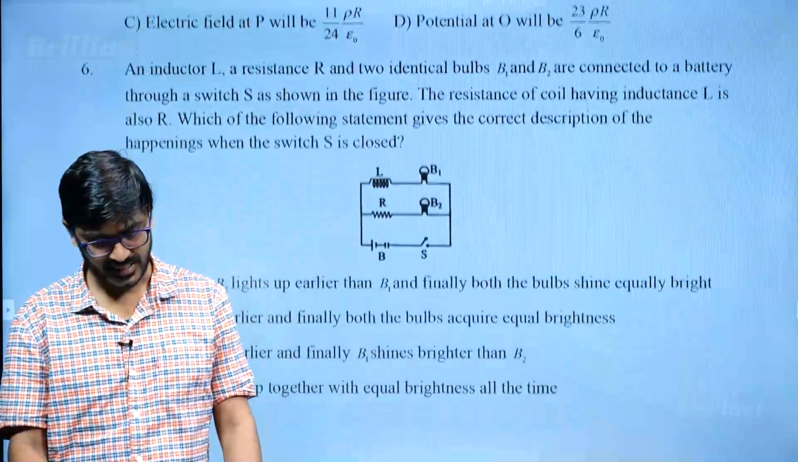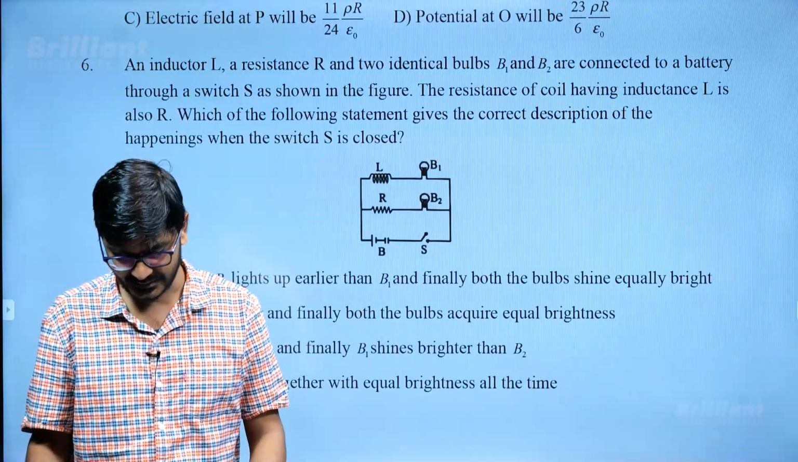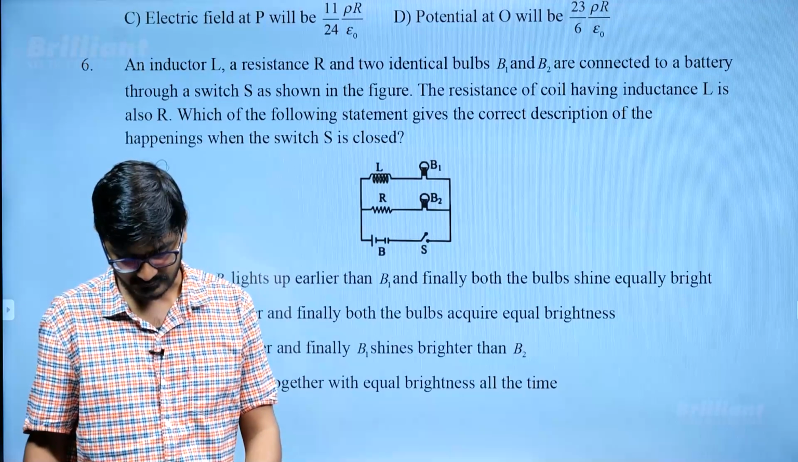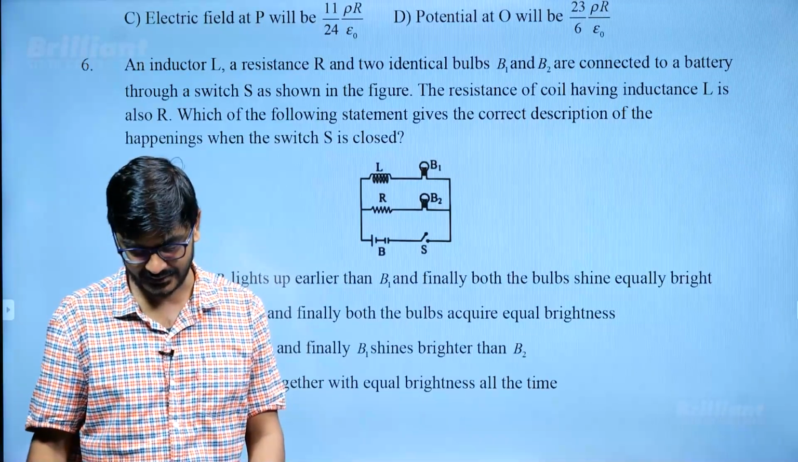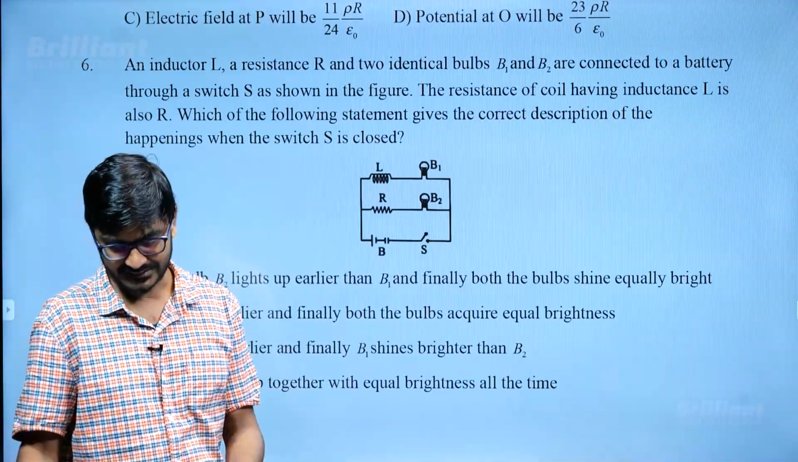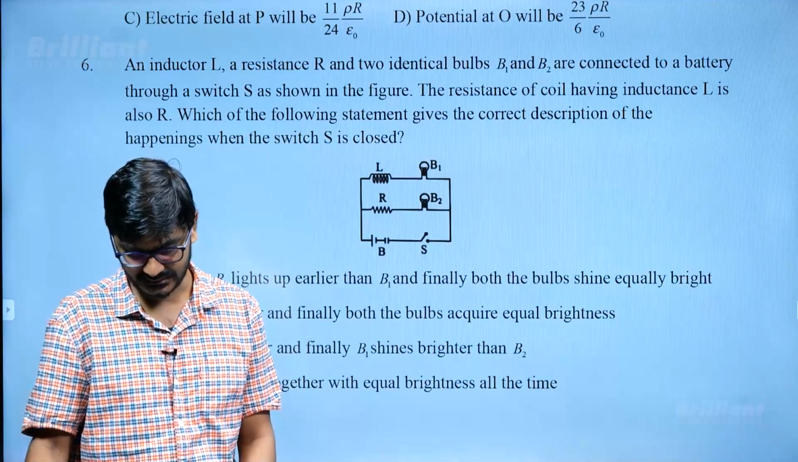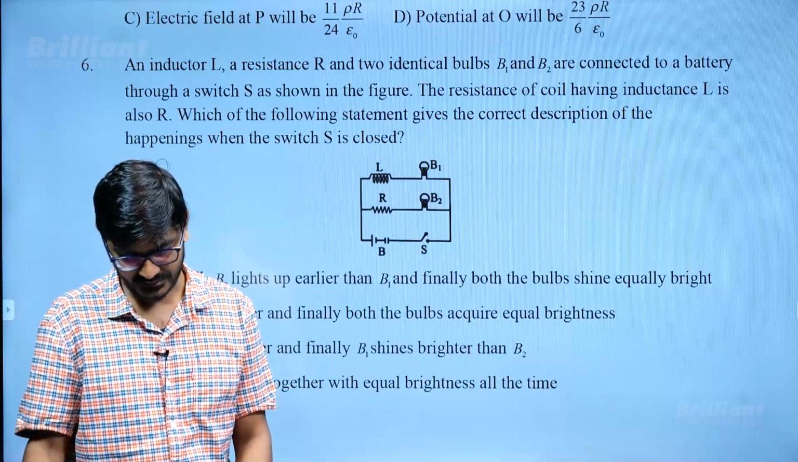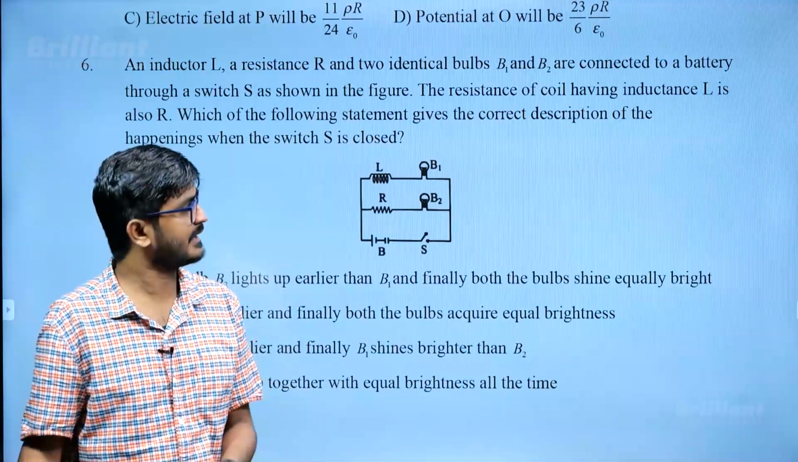Now the next question: an inductor and a resistance and 2 identical bulbs are connected to a battery through a switch as shown in the figure. The resistance of the coil having inductance L is also R. Now that's the important thing for the question. Inductance is also having resistance R. Which of the following statements correctly gives the description of what's happening when the switch S is closed? Now, which bulb will light up early?